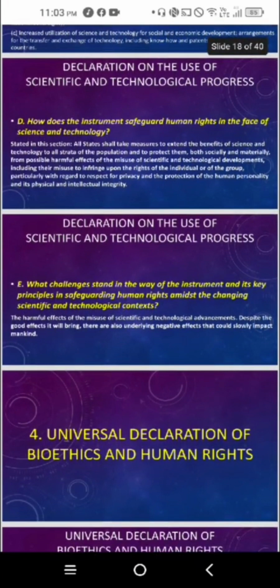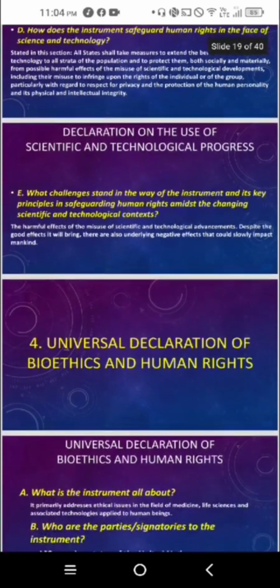How does the instrument safeguard human rights in the face of science and technology? Stated in this section, all states shall take measures to extend the benefits of science and technology to all strata of the population and to protect them, both socially and materially, from possible harmful effects of the misuse of scientific and technological developments, including their misuse to infringe upon the rights of the individual or the group, particularly with regard to respect for privacy and protection of the human personality and its physical and intellectual integrity.